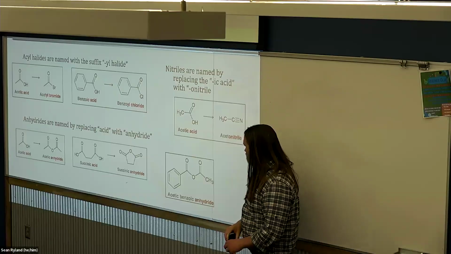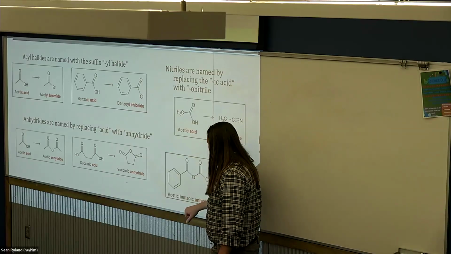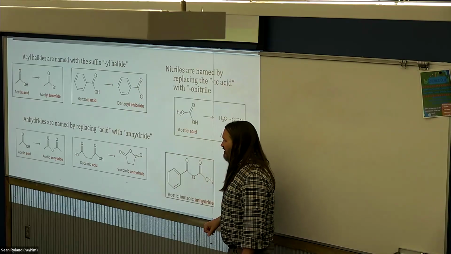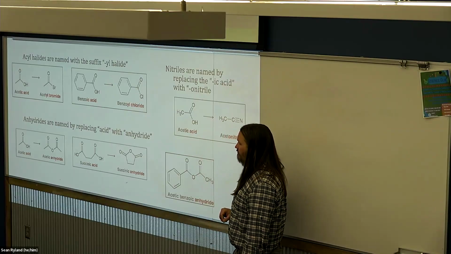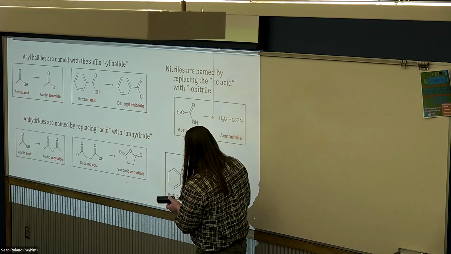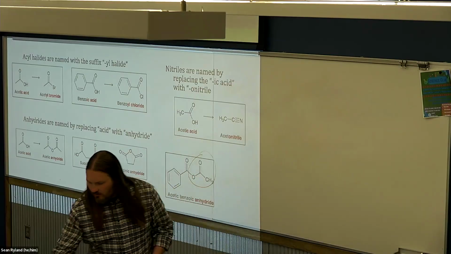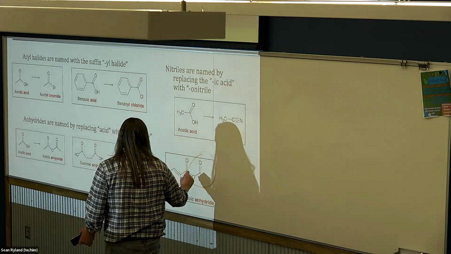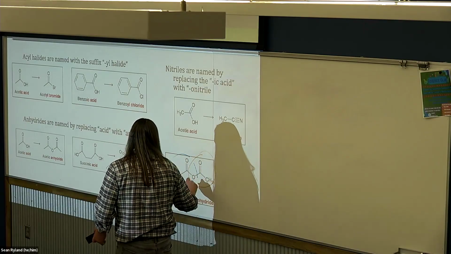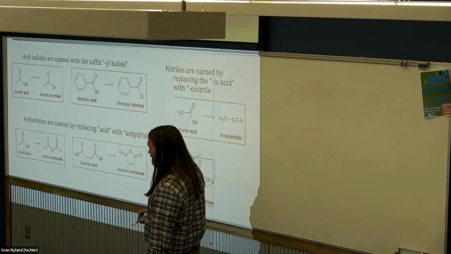If it's not a symmetric anhydride, you just name both of them separately. You just say what's on both sides of the anhydride. It's acetic acid on this side, and it's benzoic acid on this side. So it's acetic benzoic anhydride.